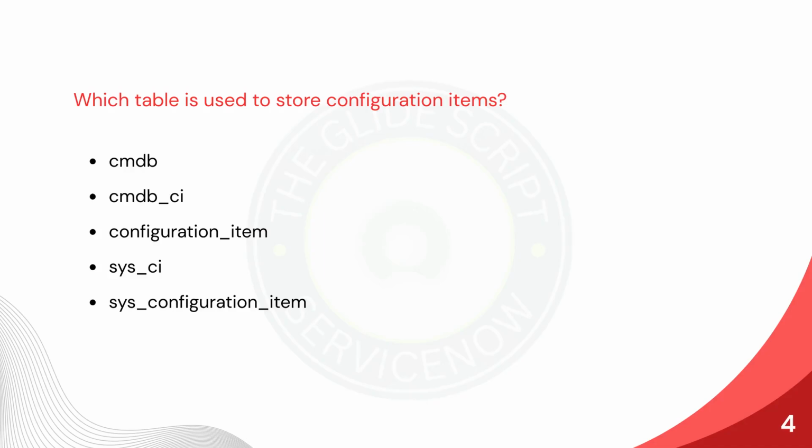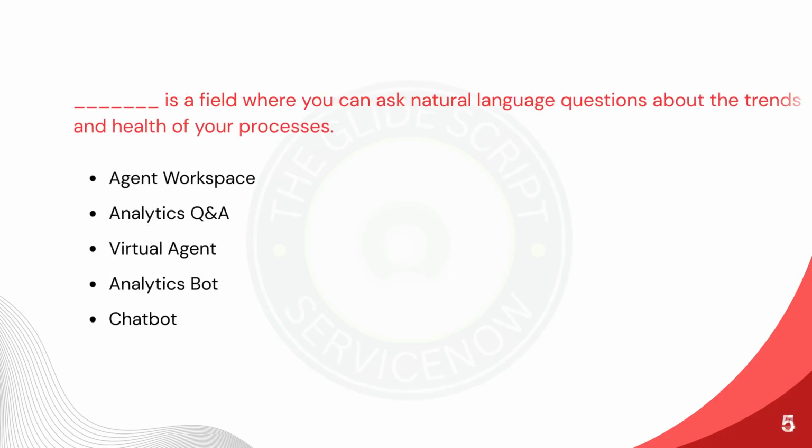Next, which table is used to store configuration items? It is CMDB_CI. Next, dash is a field where you can ask natural language questions about the trends and health of your processes. And the answer is Analytics Q&A. Analytics Q&A in ServiceNow allows users to ask natural language questions about their data, trends, and process health.